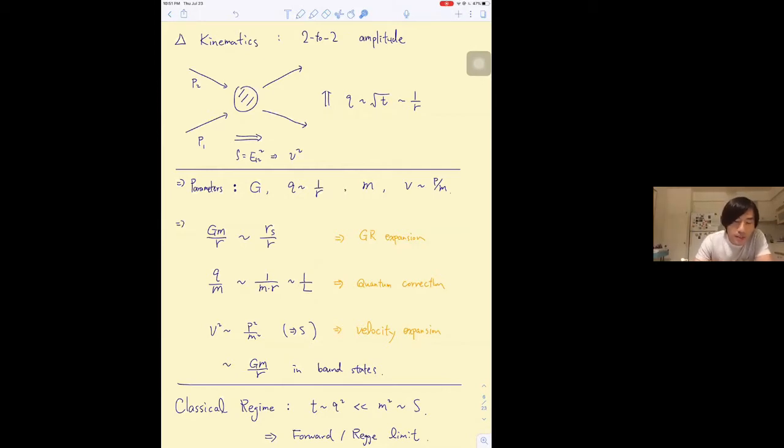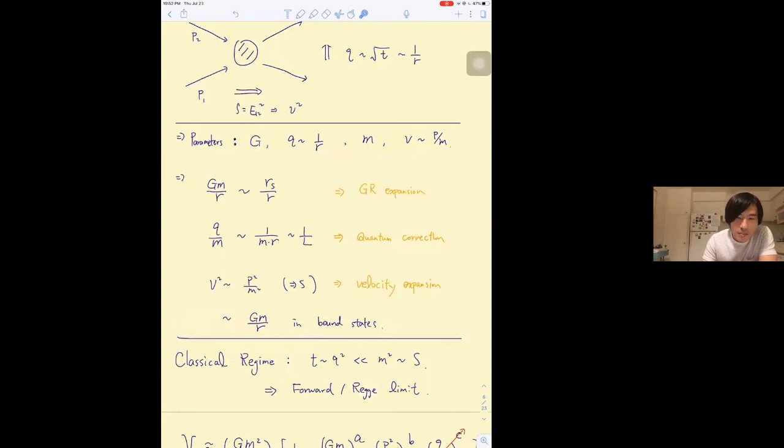So in this system, we have several parameters. We have three dimensionful parameters: G Newton, the momentum transfer q or 1/r, and the mass. And we also have velocity. From the first three dimensionful parameters, you can form two dimensionless ratios. The first one corresponds to Gm over r, and this is roughly the same as the Schwarzschild radius over r. You can view this parameter as corresponding to the GR expansion, or the finite-size expansion coming from the gravitational radius.